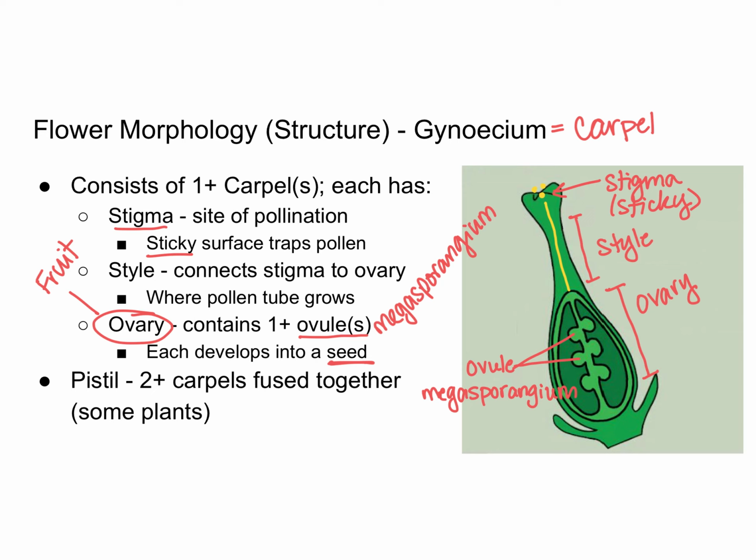Now, in some flowers, there might be multiple carpels. And remember, the carpel is this whole structure here. There might be multiple carpels that are actually fused together to kind of form one big carpel. And when that's the case, the multiple carpels together is called a pistil.